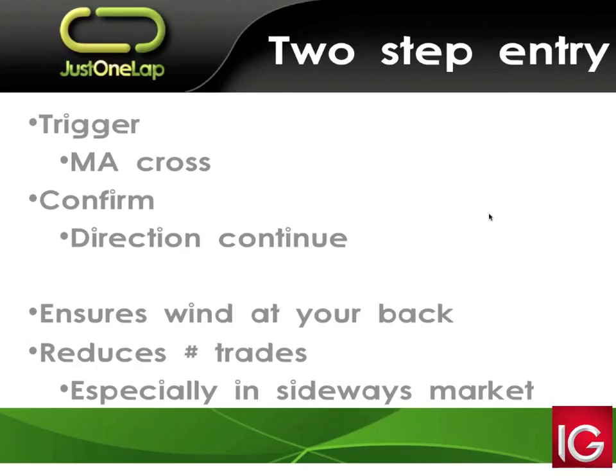And this vaguely comes from Alexander Elder. One of his books, I forget which one, where he uses a slightly different approach where he would start, for example, in a weekly chart. And if he's got a strong buy in the weekly chart, he drops to the daily. And when he gets a strong buy in the daily with the weekly still in the buy zone, he drops to the hourly. And when he gets a strong buy in the hourly with the daily and the weekly still in the buy zone, then he enters. Three-step system. I'm using a two-step system.